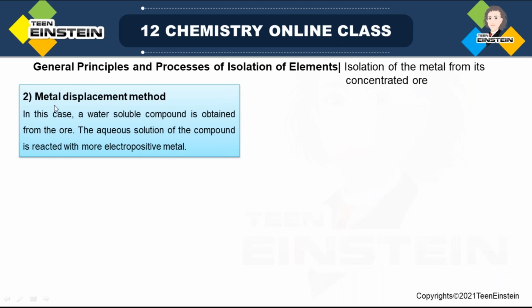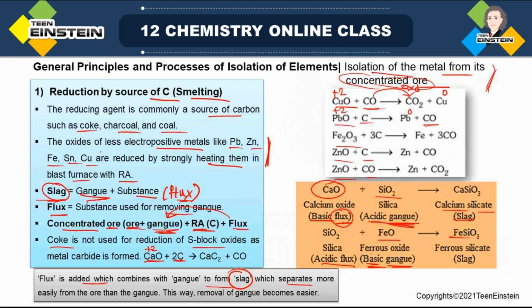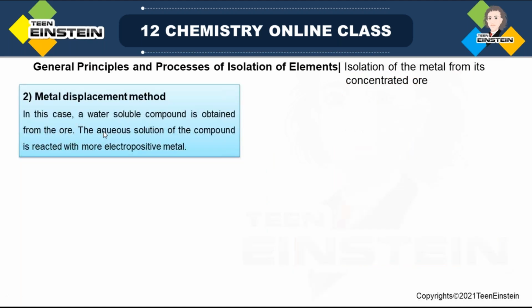Next, the previous method we have seen was reduction by source of carbon. Now the second method, here the process is called the metal displacement method. So in this case, we are using some reducing agent, which is another metal, but this other metal which we are using as reducing agent must be more electropositive. That means it will have a higher tendency to donate electrons. That means it can act as a reducing agent.